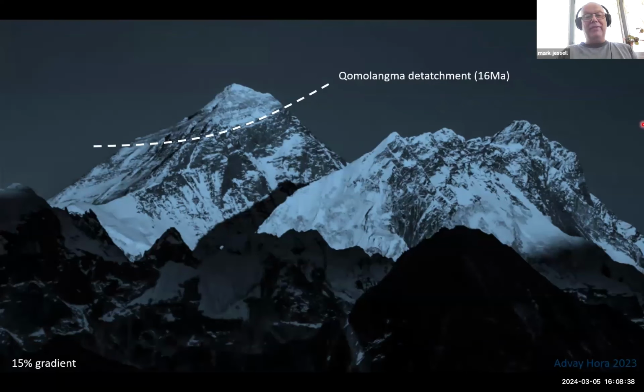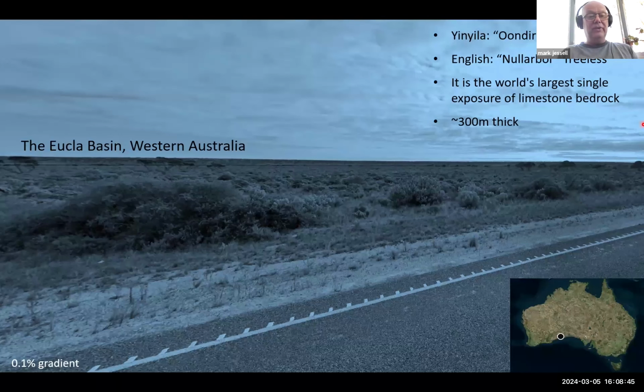And we can compare this beautiful exposure of rock with the Nullarbor, the Eucla Basin in Western Australia. This is taken from the side of the road by Google Earth. And just for reference, instead of being 15% gradient, it's 150 times flatter than Mount Everest. It's got a 0.1% gradient. And the Yinhila people call it the waterless region. In English, it's Nullarbor, which means no trees.